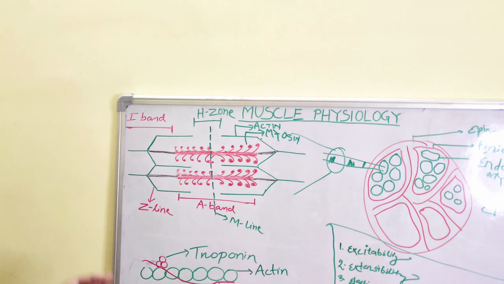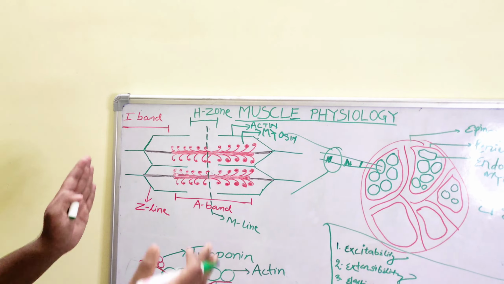So this is the A band. What do you mean by A band? A band is the anisotropic band. The A band contains myosin and some part of actin. What do you mean by I band? This is the I band. The I band only contains the actin part.